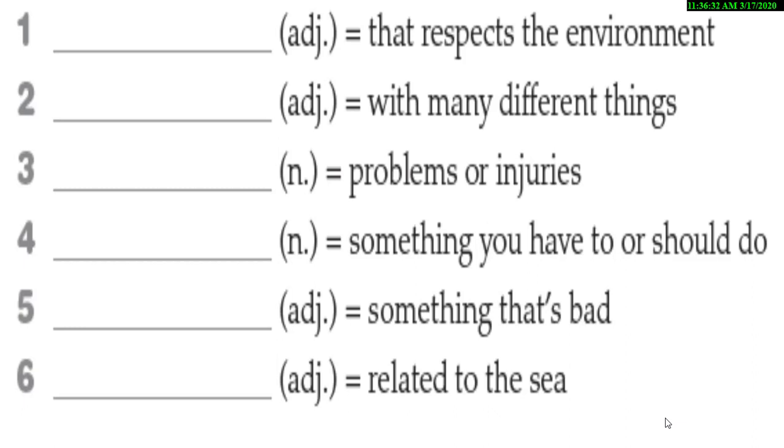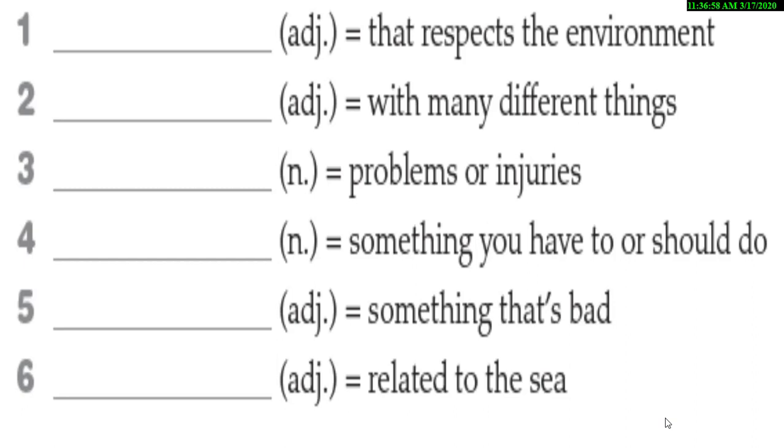Okay, let's start. Number one, it's an adjective. This is a hint. Number one is an adjective. Number two, it's also an adjective. Number three is a noun. This will be a good hint. Now let me start with the first one.